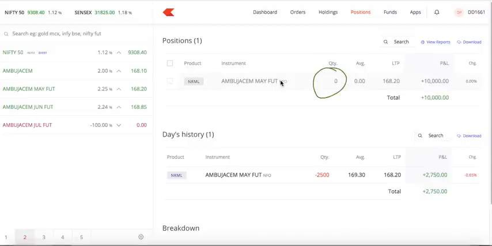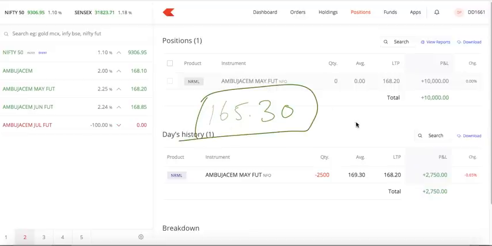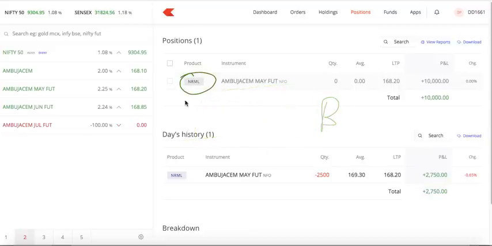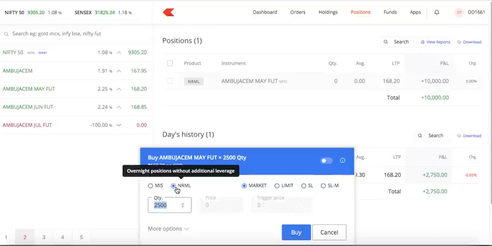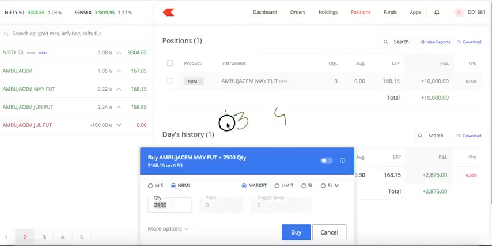Why is this? Because yesterday, when Ambuja Cement was trading around 165.30, I took this trade as a buy. Considering this is a normal order, I have not done it for intraday. I told you yesterday we can take a normal order for futures. Like this, you click and buy a normal order, an overnight position without additional leverage. But I told you in the Zerodha calculator, you get up to 3 to 4 times margin for futures, right? You need to pay only that exposure or margin money, and the rest you get.